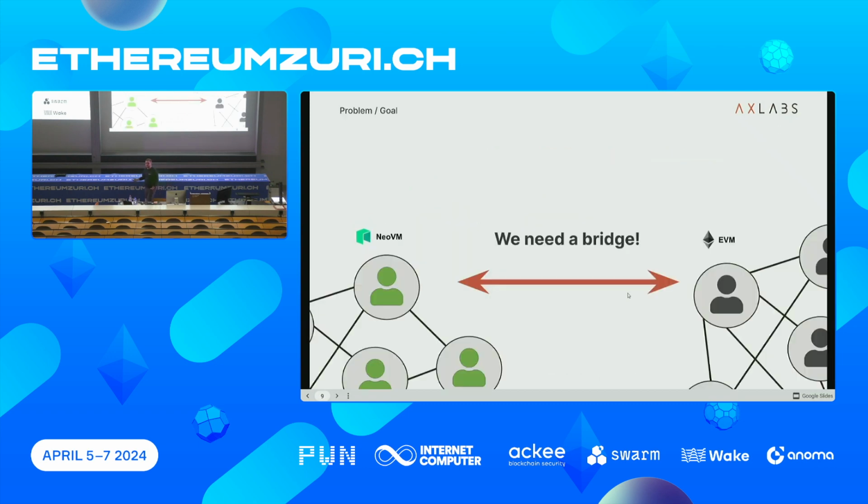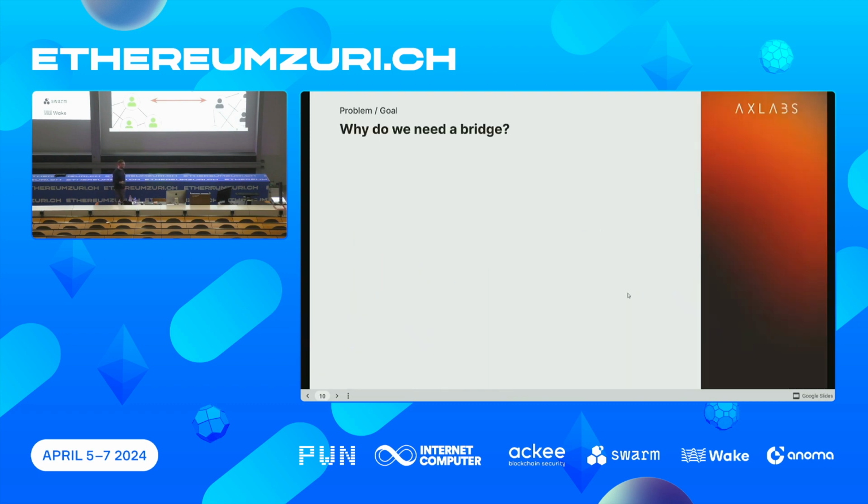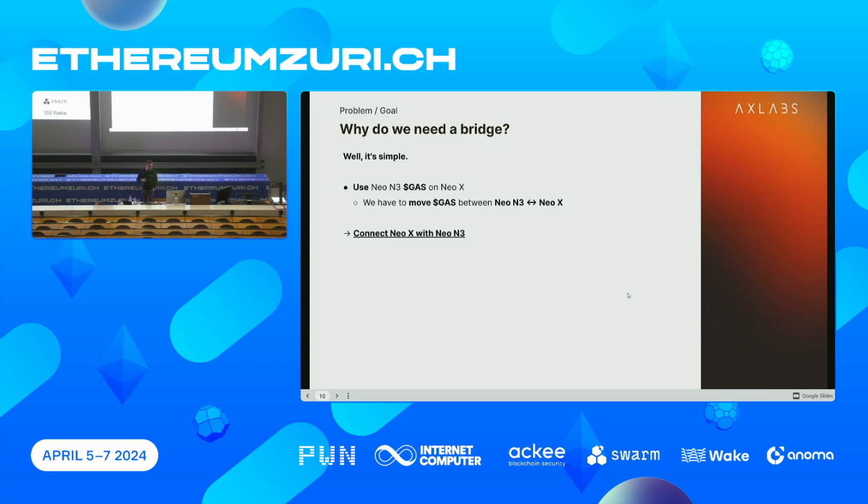So we need a bridge. We need to bring these GAS tokens from Neo N3 somehow to NeoX, right? So why do we need it? It's really simple. It's not rocket science. We just need to move it and connect NeoX to Neo N3 in this whole Neo ecosystem.